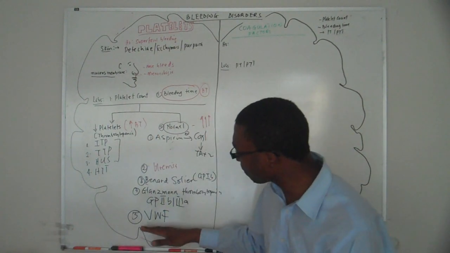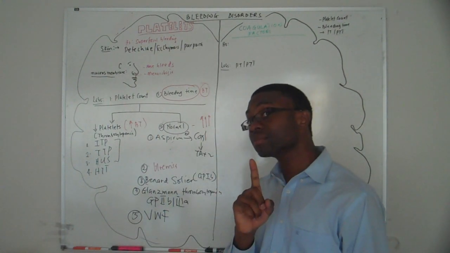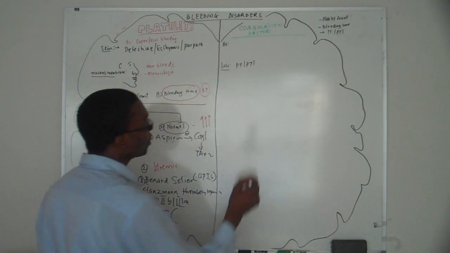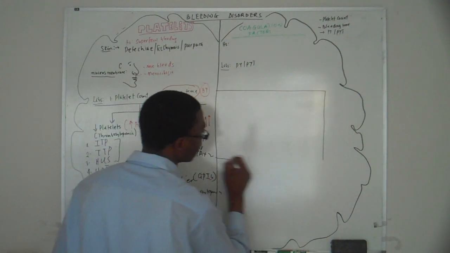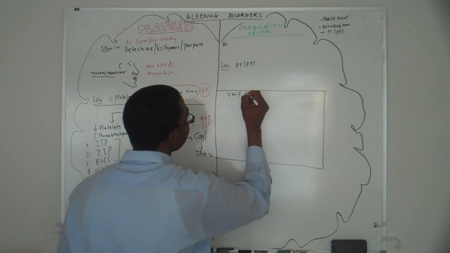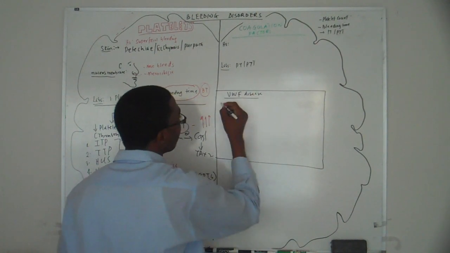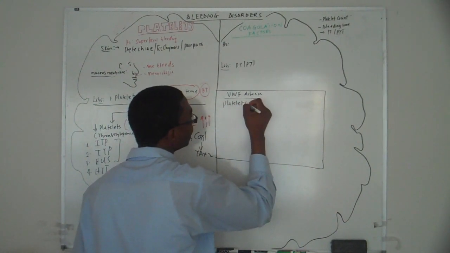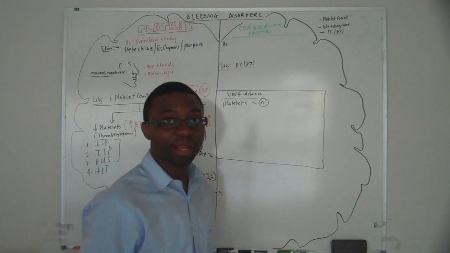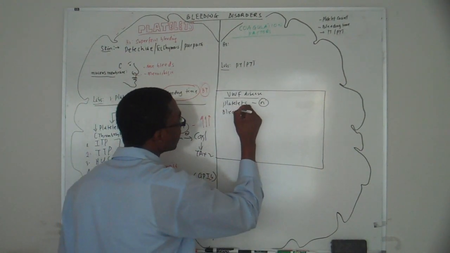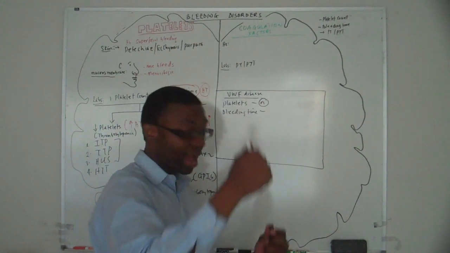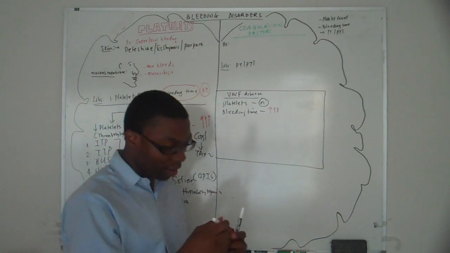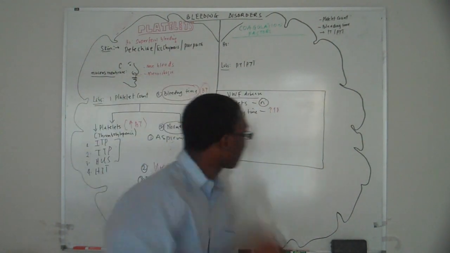But what is going to be different about von Willebrand is this. So, this is just von Willebrand's disease. What is the platelet count? Normal, right? The platelets are normal. What is the bleeding time? It should be high. Why? Because there's no von Willebrand factor for the platelets to bind to, remember?